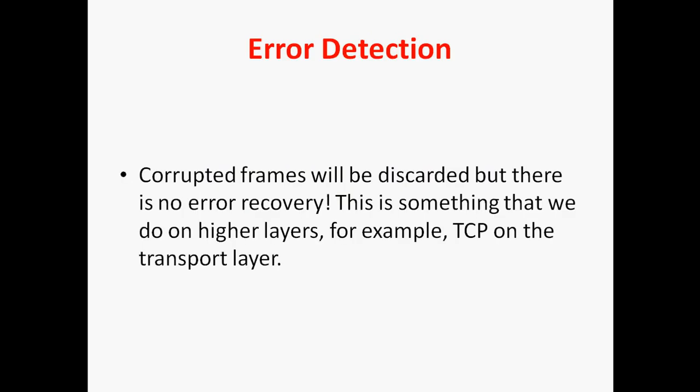Okay friends, in layer 2 in an Ethernet frame, if the frame is corrupted we can simply discard it, we can drop that frame. There is no error recovery option, so we have to do it on higher layers like the transport layer. We already discussed the transport layer. If you are not aware of the transport layer working principle, just go through my previous video session.